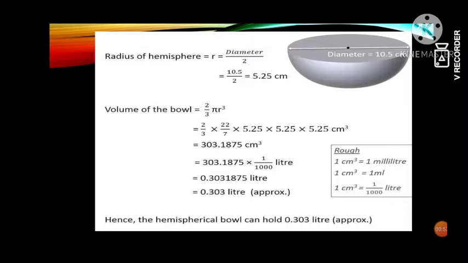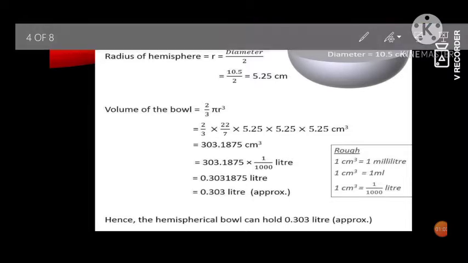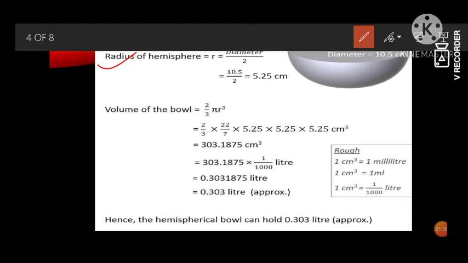So let us see the diagram. You can see in the diagram the diameter is 10.5 centimeter. So the radius will be 10.5 by 2, that is diameter by 2, which is equal to 5.25 centimeter. Now to find the capacity of the bowl, we have to find the volume of the bowl. So volume of a hemispherical bowl will be 2 by 3 pi r cube.